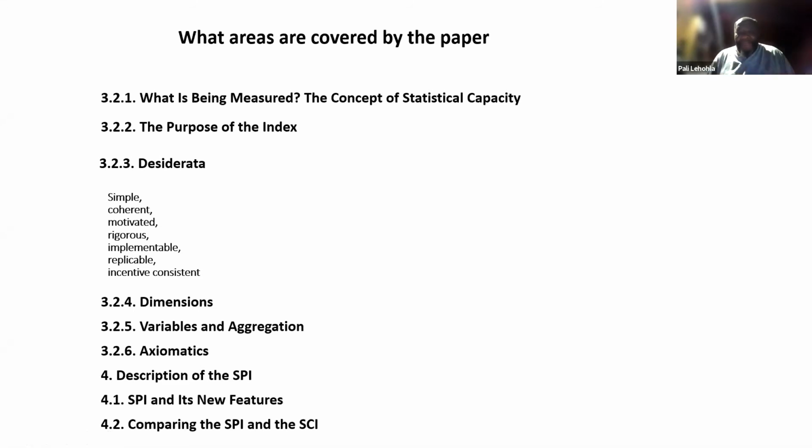So I've just picked on the questions that you raised: what is being measured, the purpose of the index, the desiderata, the dimensions, the variables and aggregations, and so on. All those 4 points that you make, and the results and the conclusions. And I ask myself as I go through this, what mischief are you looking at? And when I started unpacking this, I realized that there's really serious mischief that you are chasing here, and you are probably on the right path.